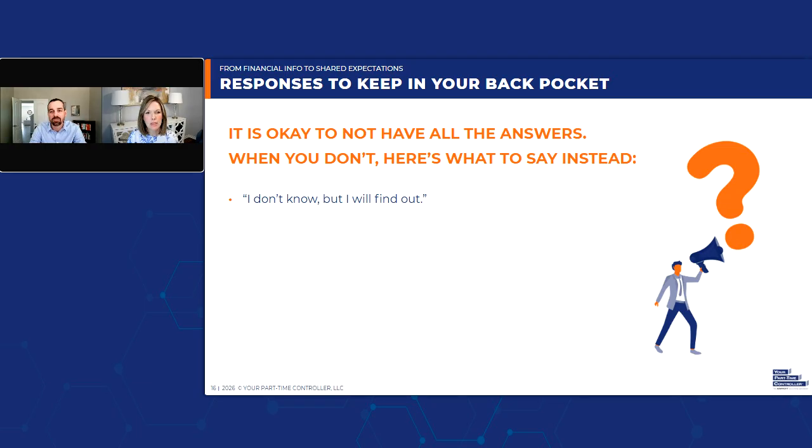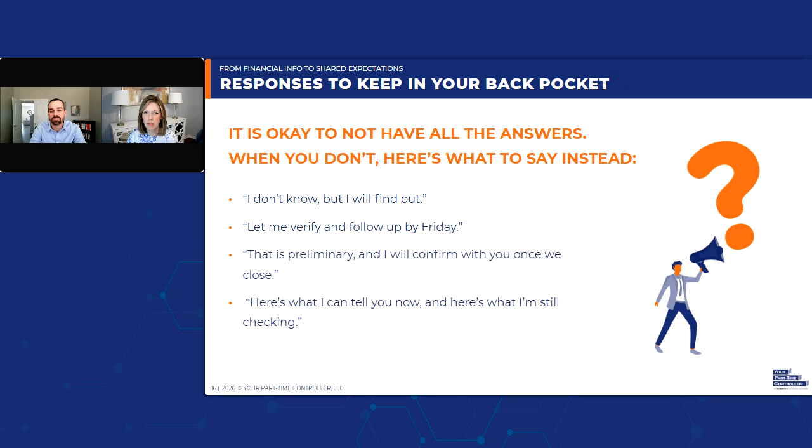The key is to always pair the honest answer with a commitment. Who will find out and by when? "Let me verify and follow up Friday" closes the loop. And remember what we said earlier about preliminary versus final numbers. "That's preliminary, I'll confirm after close" is often the most accurate answer in the room.